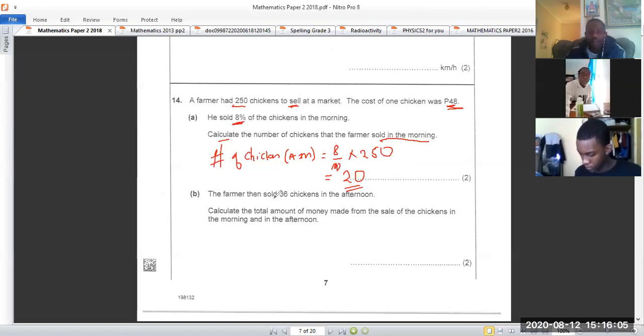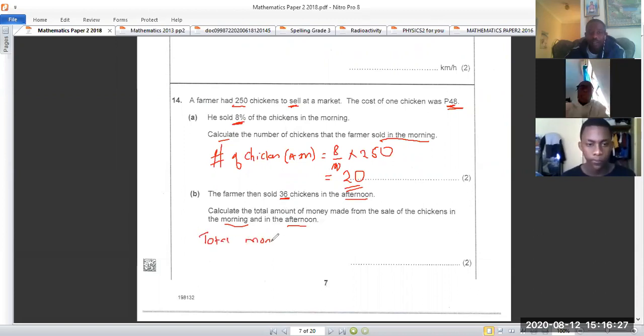Now, the farmer sold 36 chickens in the afternoon. So in the afternoon, we have 36. In the morning, we sold 20. So calculate the total amount of money he made for the sale of chickens in the morning and afternoon. Therefore, total money will equal 36 plus 20, and the answer we get we multiply by 48, so that we can know how many dollars we got.